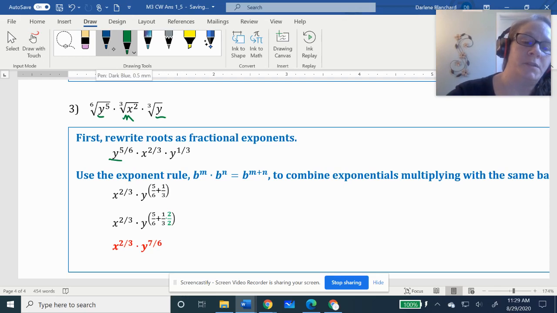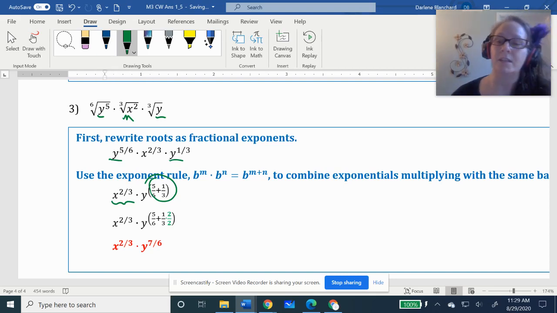The like base exponential expressions are allowed to come together, and I add the exponents. Again, x to the 2/3 is a loner, and it's done. It's in its fractional exponent form. For the y, I have to get a common denominator, and then I can add the numerators and keep the denominator.